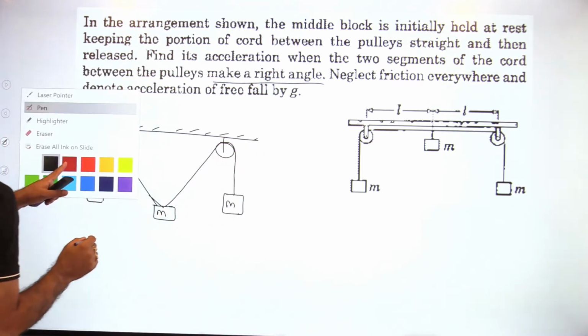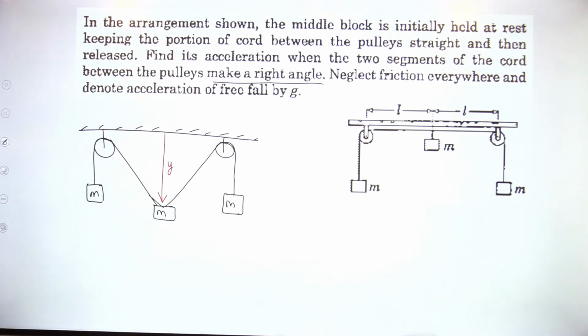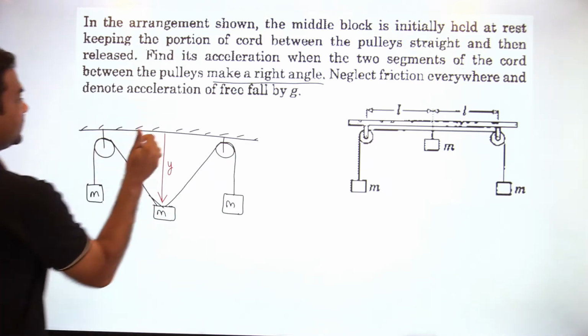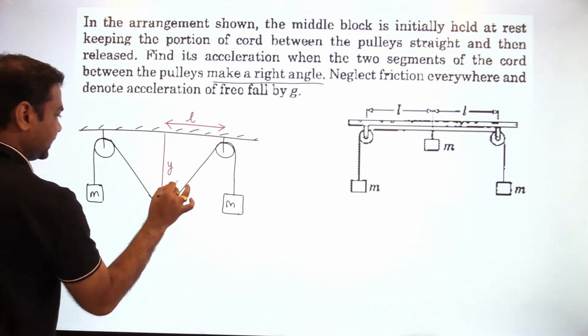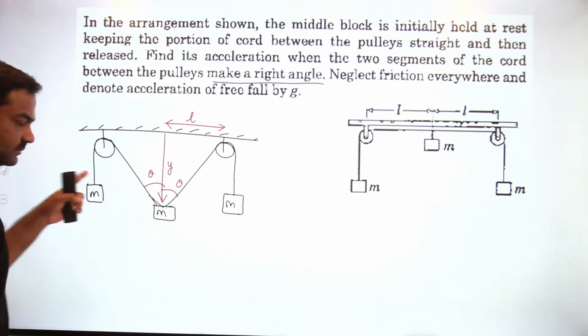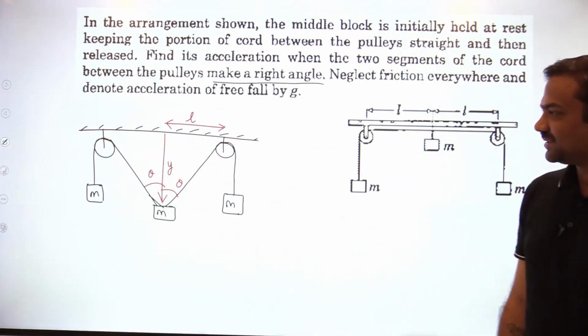Now what is the length that came down? It came down by a length, let us say y distance came down. And this is the length L, which is constant, and it is making angle theta. Then this also will make an angle theta because of symmetry. I am giving all the values so that you can try for this.